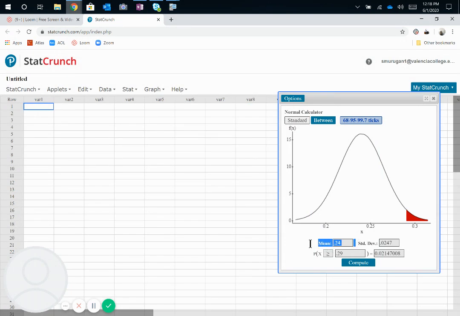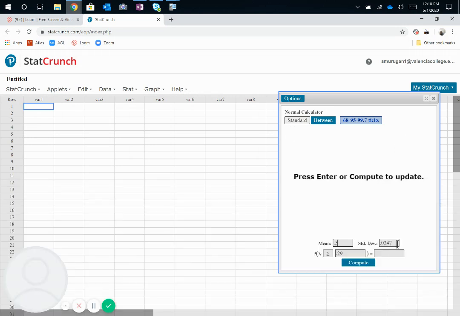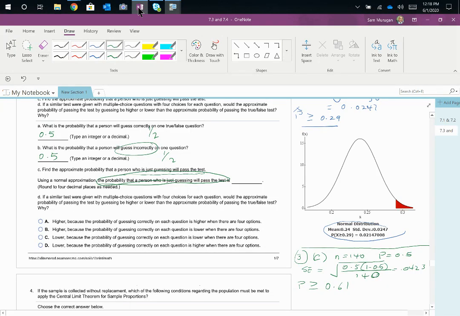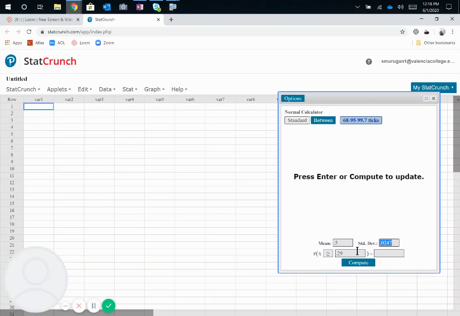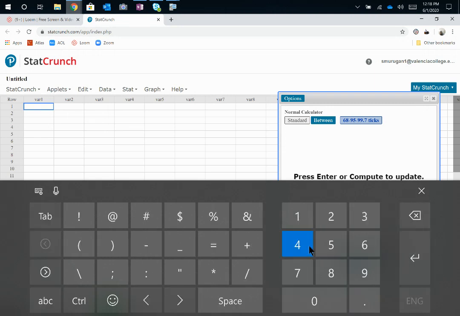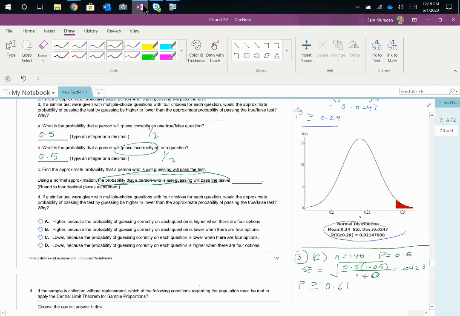The mean is 50%. The standard deviation is 0.0423. And we want to get a score greater than or equal to 0.61.